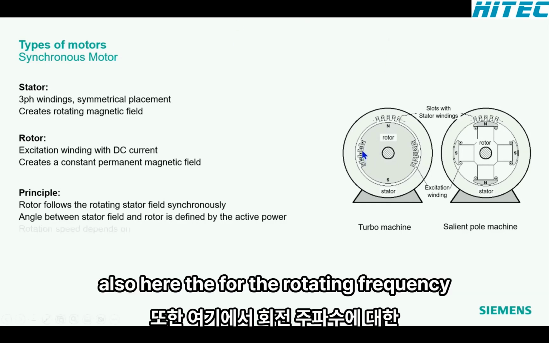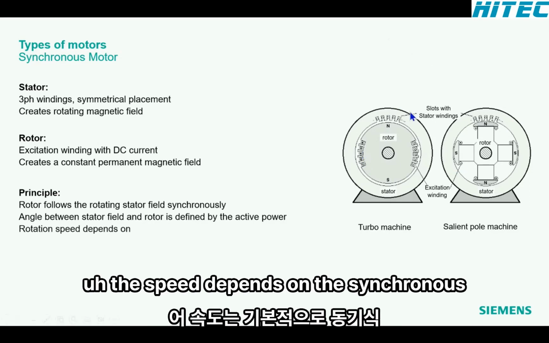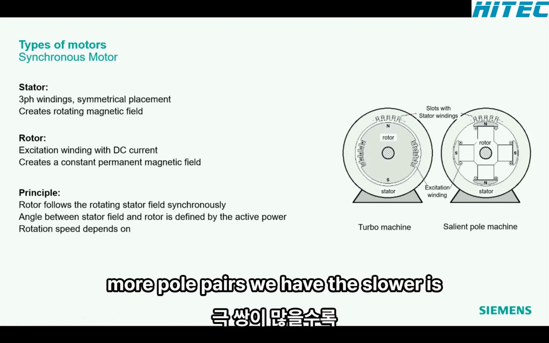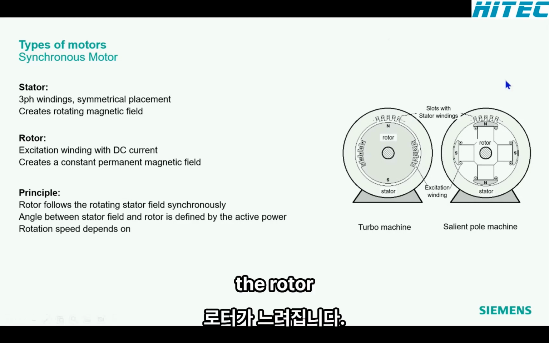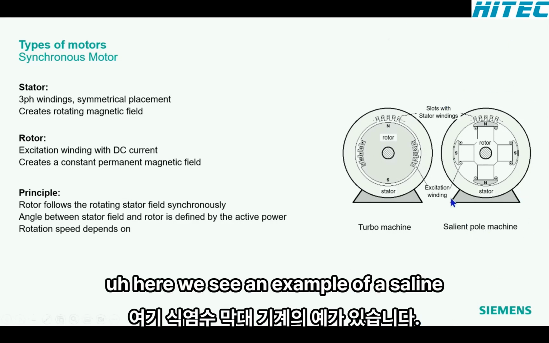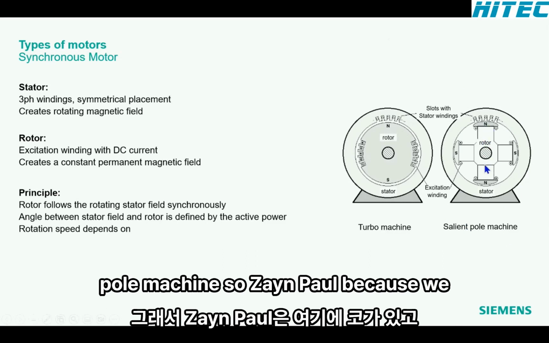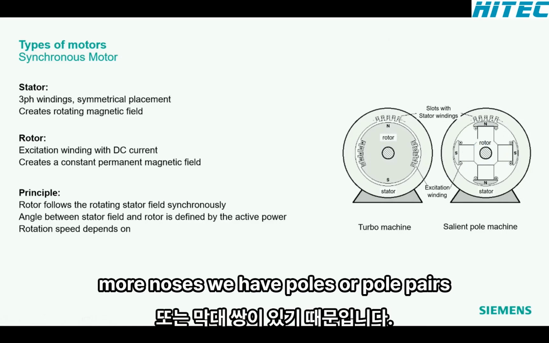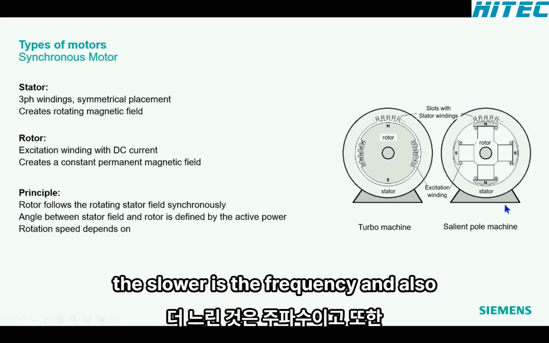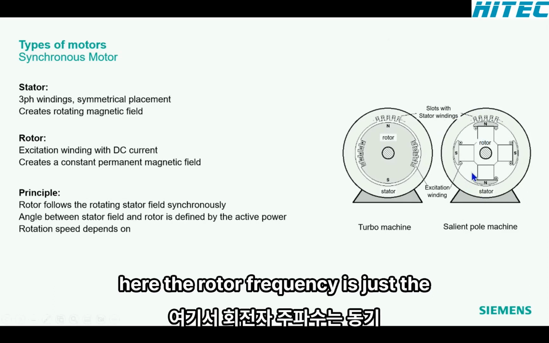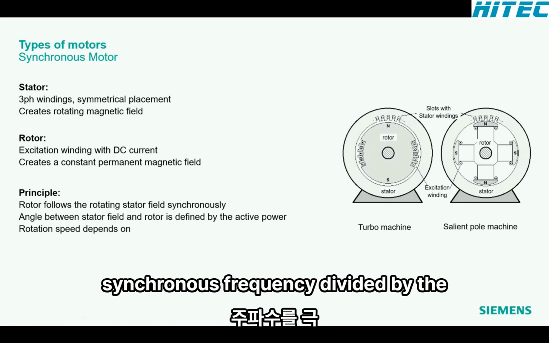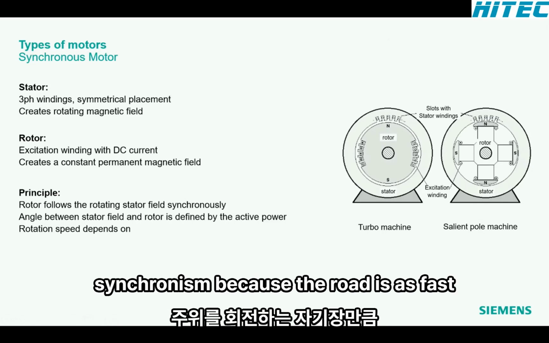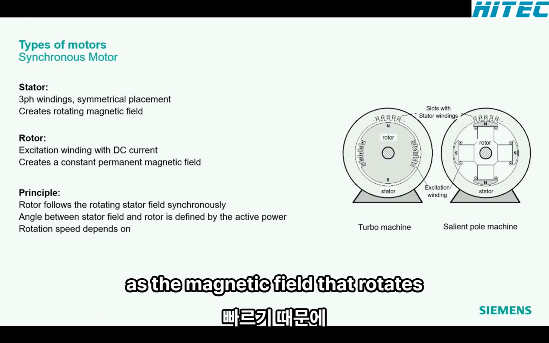Also here, the rotating frequency, the speed, depends on the synchronous network frequency, basically, and also on the number of pole pairs. The more pole pairs we have, the slower is the rotor. Here we see an example of a salient pole machine. Salient pole because we have these noses, and here we have the windings around these noses. And the more noses we have, poles or pole pairs, the slower is the frequency. And also here the rotor frequency is just the synchronous frequency divided by the number of pole pairs. And this is exactly the value when they are in synchronism, because the rotor is as fast as the magnetic field that rotates around.